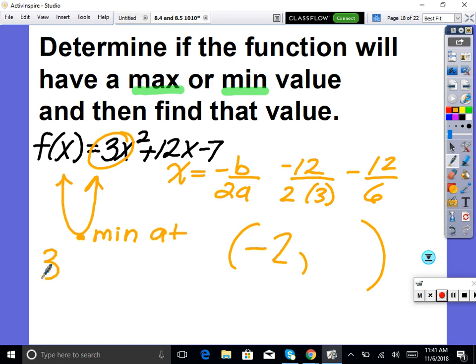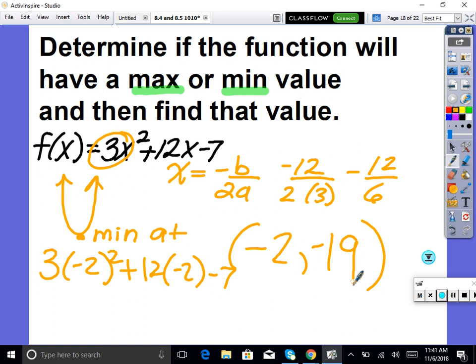Somebody with a calculator: 3 times negative 2 squared plus 12. More than one person, because once again, we're figuring out that some of these calculators have weird things going on. Our min is at, yep, that is correct, negative 2, negative 19 is our min.